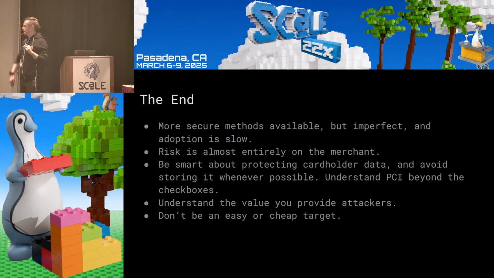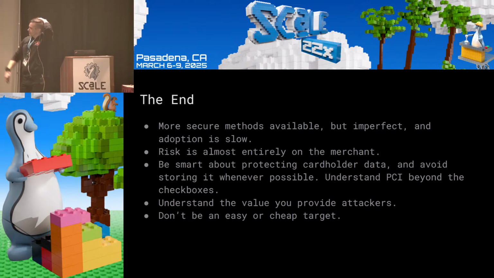So more secure methods are available, like wallets, but they're imperfect and adoption is very slow. Credit cards and debit cards are still the bulk of online transactions. In the US at least, risk is almost entirely on the merchant, so it's up to you to make good decisions here. Be smart about protecting cardholder data. Don't store what you don't need.